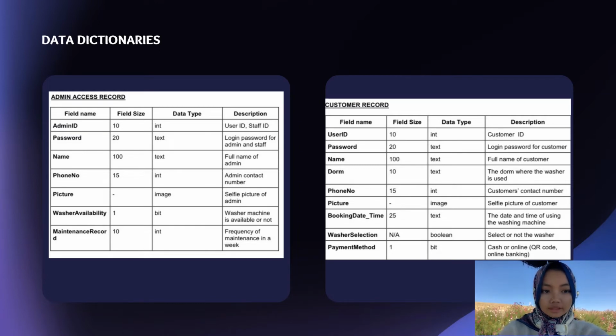So for the customer's record, we take here the payment method as an example. The field size for payment method is 1, and the data type is bit. This is because there will be boxes for the customer to choose the payment method selection. Customer just has to tap which one, either QR code, online banking, or cash to pay for their service.